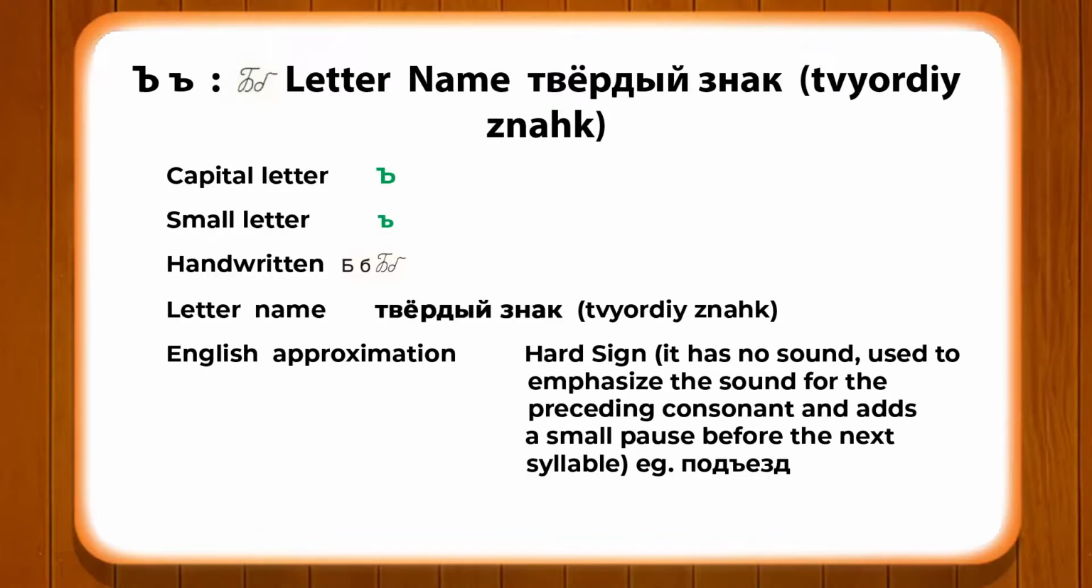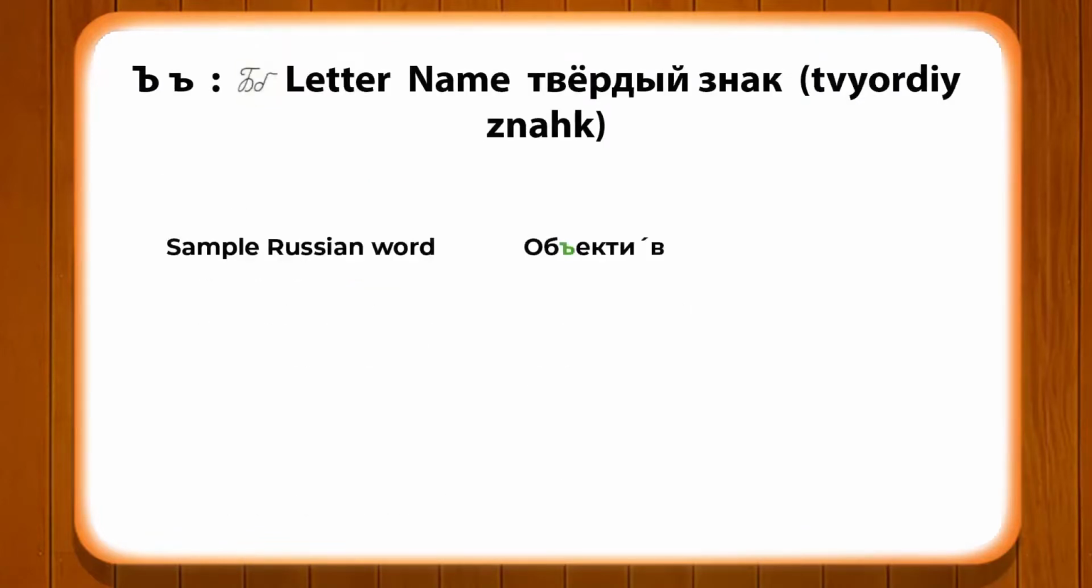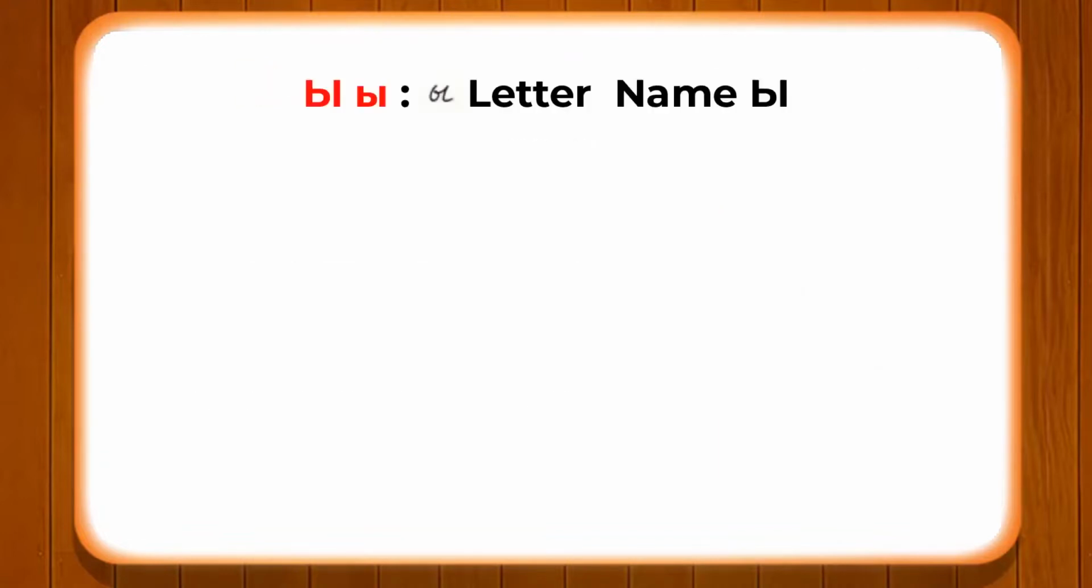And since pronunciation in English cannot be given, because it doesn't have its own sound, that is why it has been left blank. A sample Russian word so that you can also understand which kind of words we have with this particular letter is objective, which means let's.